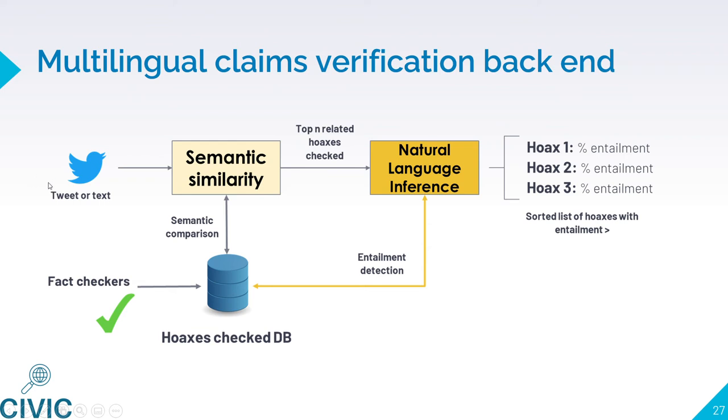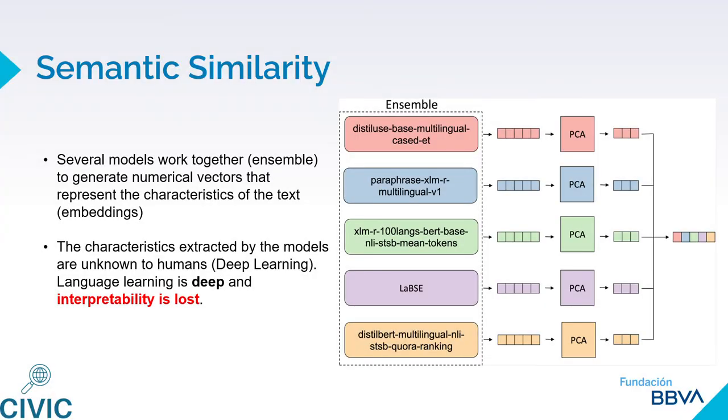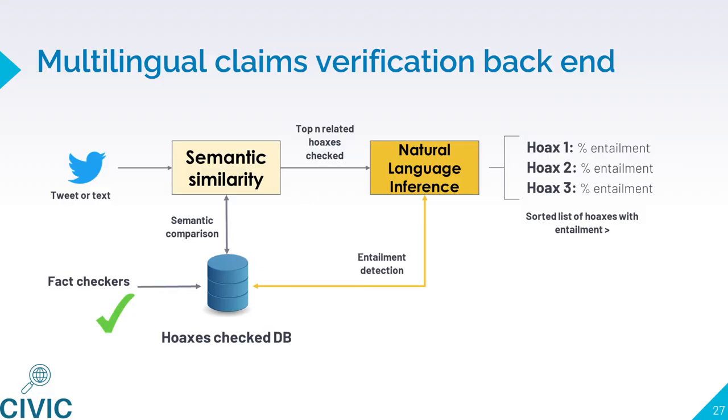So, like a new tweet that comes to your online social network, to your app, you can compare it with our semantic similarity model. You can compare this new tweet against a set of hoaxes that have been checked by the journalists. We can retrieve the top N related hoaxes, right? And later, with the module where we are using a natural language inference algorithm, we can try to detect if there is an entailment between this new tweet and the facts that are retrieved from the database.